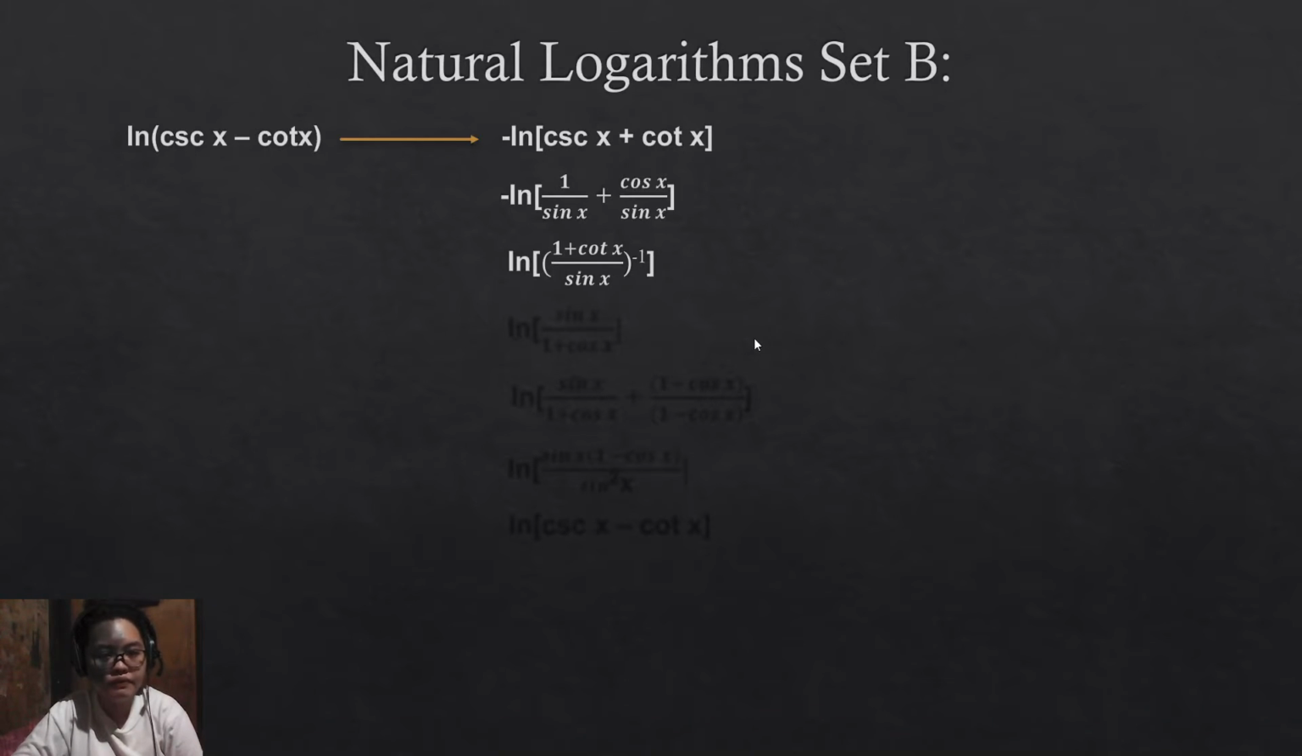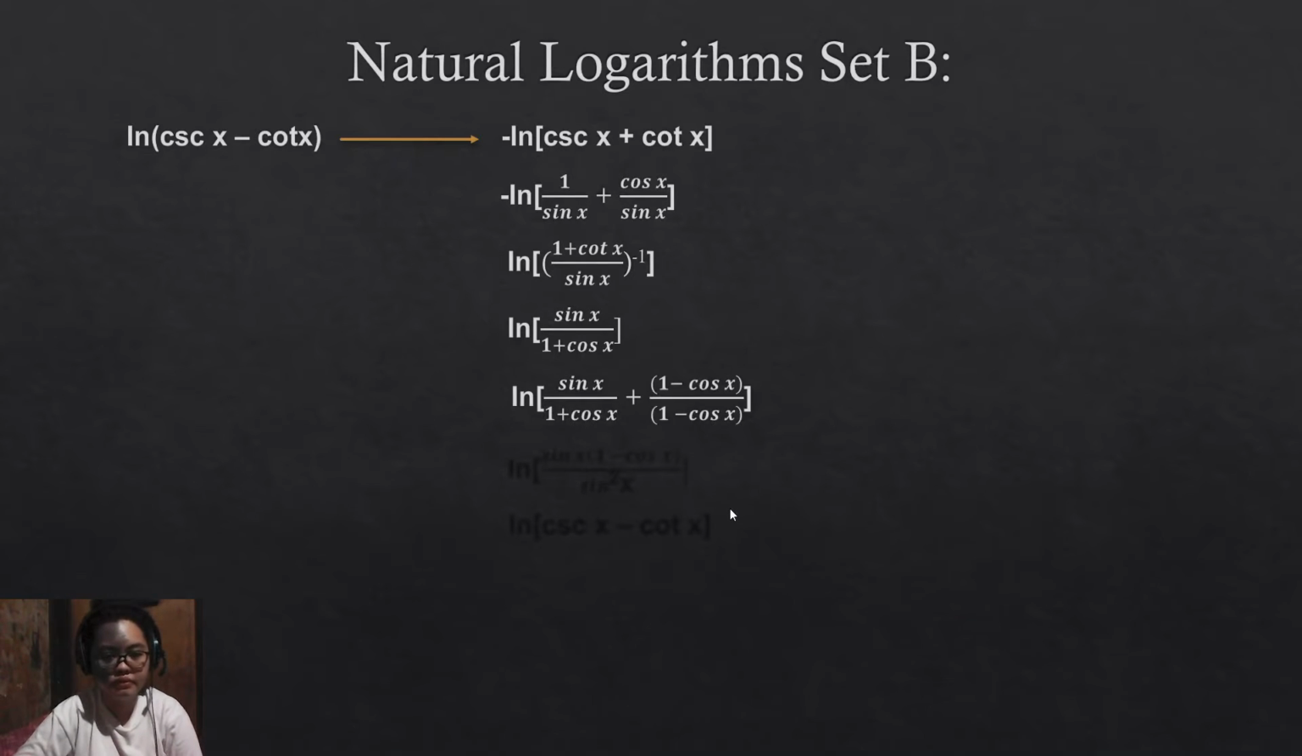So we'll have ln of sine x over 1 plus cosine x. We're not done yet, so we'll multiply by 1 minus cosine x over 1 minus cosine x. We can think of this 1 plus cosine x as a plus b, and this 1 minus cosine x as a minus b. So we'll have 1 minus cosine squared x.